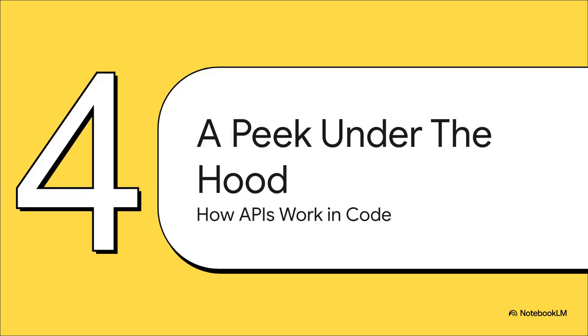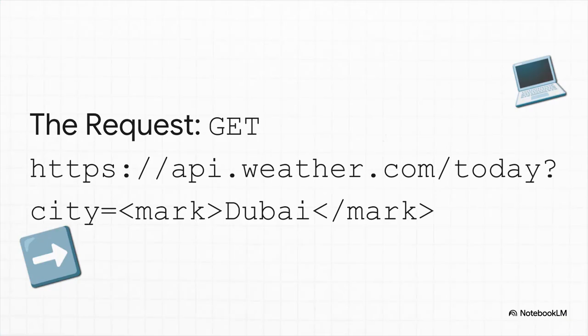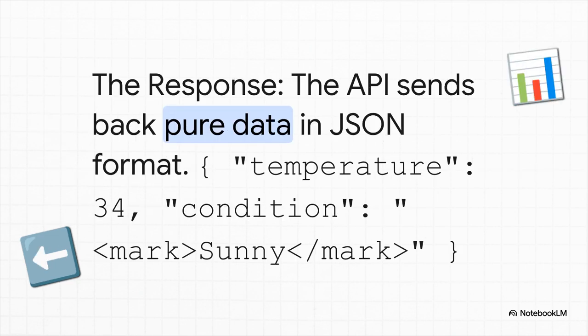Okay, so we've covered the big ideas. Now, just for a second, let's take a quick peek under the hood to see what one of these orders actually looks like. And don't worry, it is much simpler than you think. So this right here is the order our digital waiter is taking to the kitchen. It's really just a special kind of web link. You can see it says GET, which means it wants to retrieve information. It's pointed at the Weather API's address, and it's asking for a very specific thing, the weather for the city of Dubai.